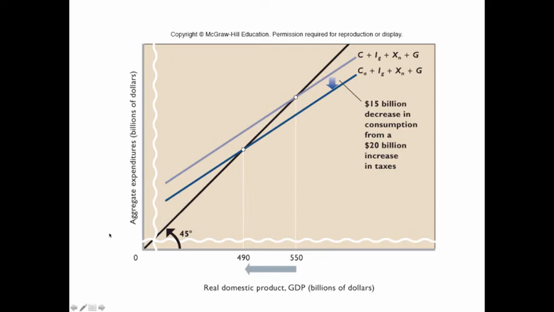Again, graphically, here's how we see this. Here was our spending line right here at the top, C plus I plus G plus XN. Now we assume that lump sum tax of 20 billion, reducing C by 15 billion. Again, this downward shift of the spending line shows that. This is a $15 billion decrease in spending, C in particular. And that moves us from our old equilibrium to a new one. And again, that's that $60 billion decrease in real GDP.